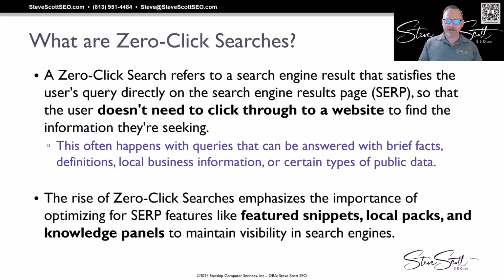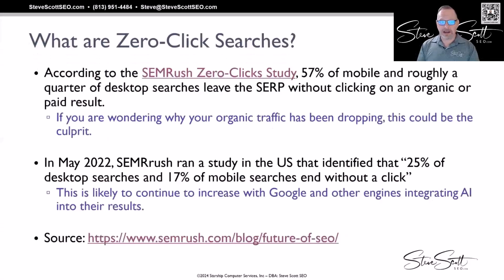The rise of these zero-click searches over the last several years really emphasizes the importance of optimizing for these SERP features like featured snippets, local packs, and knowledge panels, to help maintain your visibility in the search engines, even if people aren't coming to your website. Now, according to a SEMrush zero-click study, 57% of mobile and roughly a quarter of desktop searches leave the search engine result page without clicking on an organic or paid result.